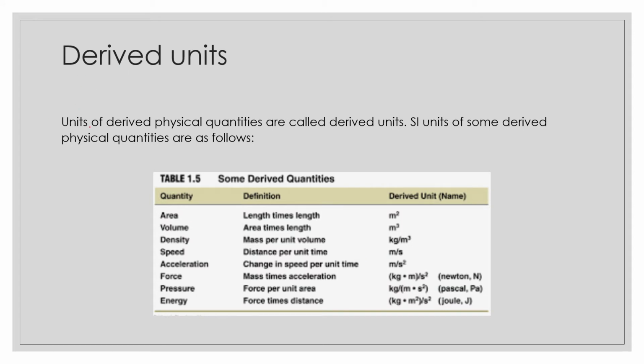Derived units. Units of derived physical quantities are called derived units. In the SI system, SI units of some derived quantities are as follows. You could read them.